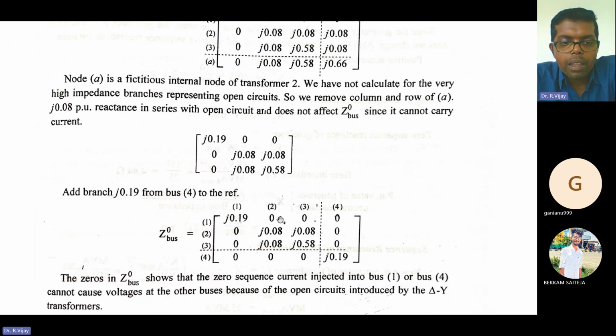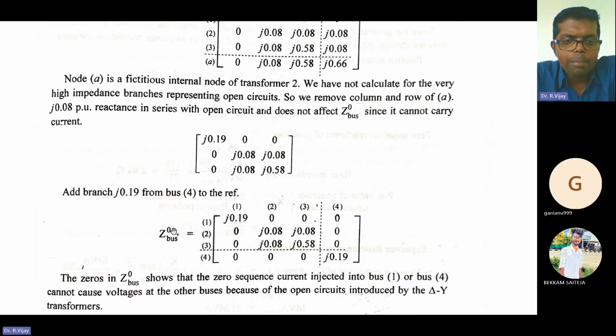Previously the bus is grounded and it is open here. So here all 0, here also 0. Now this element alone will come because that is open, so no need of adding with this. The same element, whatever is there, that is j into 0.19. The same thing here we are writing. J into 0.19 we are writing.